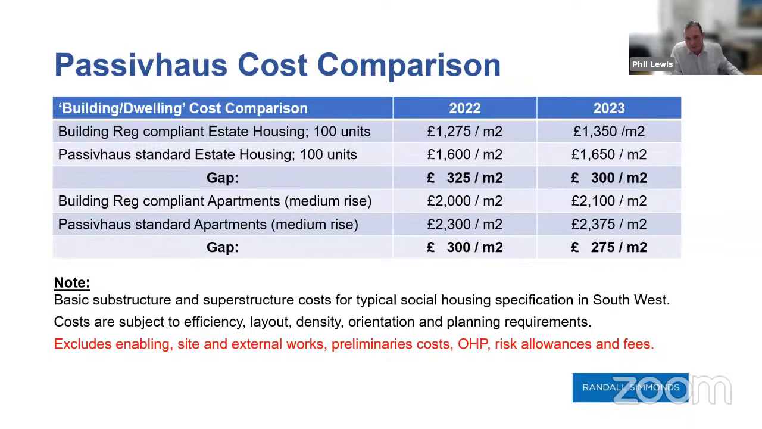Just as a word of warning on costs, these are based on substructure and superstructure prices, and don't include enabling works, site externals and all the additional prelims. We often forget that these add a significant cost to our delivery, and it's often the cost of all the other elements that will make a scheme viable or not.